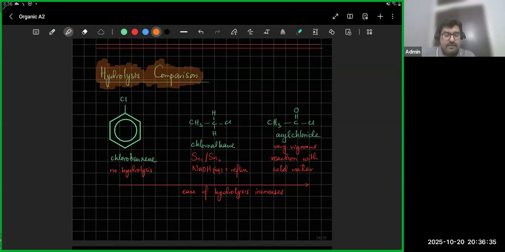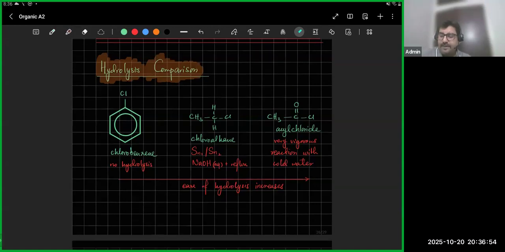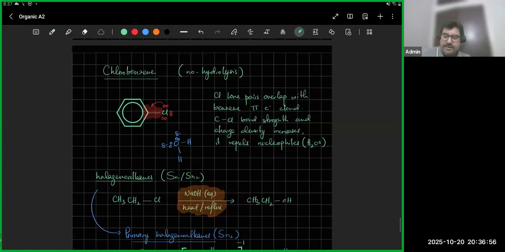Chloroalkanes and acyl chlorides, you should know which one is what, because obviously they're going to change this. But remember, if it's Cl with an acyl bond, that's an acyl chloride. If it's just a Cl in a carbon chain, that's a halogenoalkane. If it's a Cl with a benzene, that's a chlorobenzene. Chlorobenzene, the first one, will undergo no hydrolysis.